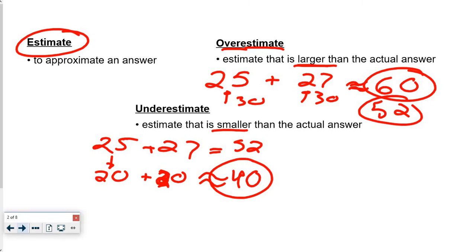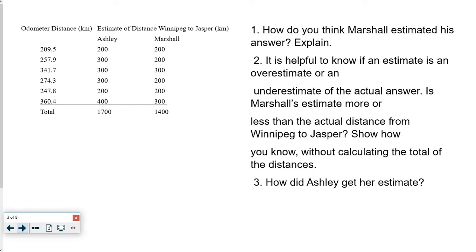So when we get into this question, which is in your book, the very first part, an odometer measures distance in your car. So the odometer is here. These are the distances, the actual distances, and these are the estimates of distances by Ashley and Marshall. So how do you think Marshall estimated his answers? Let's look at what Marshall did.